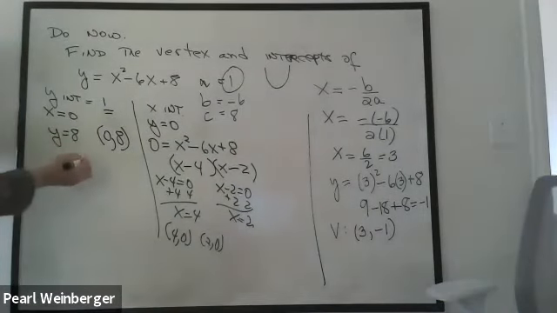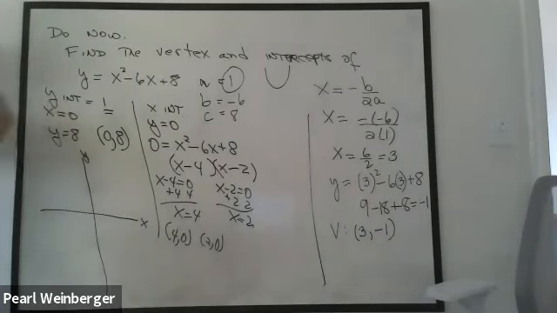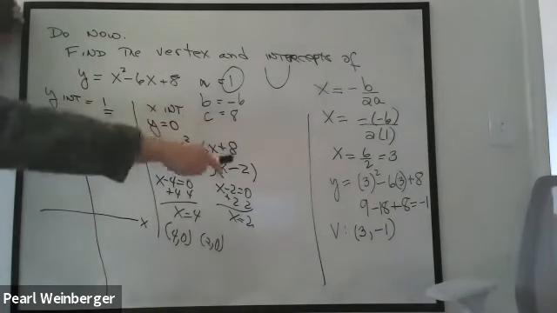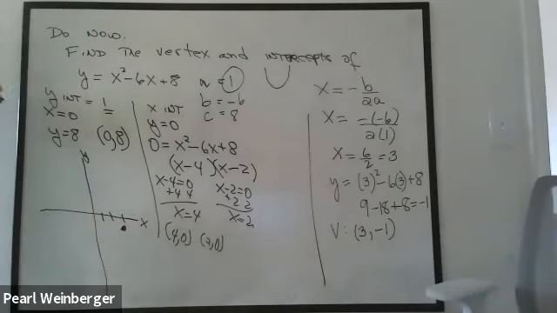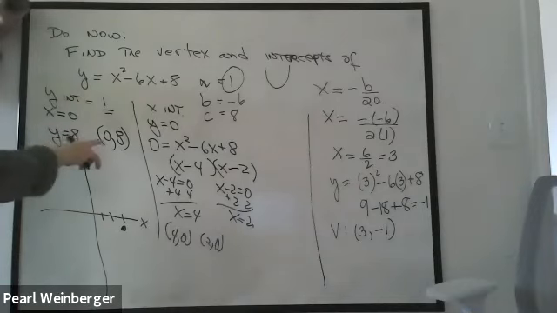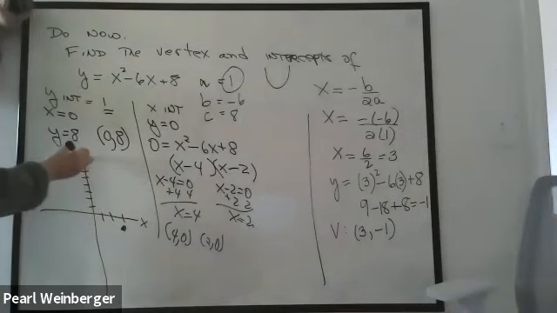I'm going to do it right over here because that's where I have some space left. Whenever I want to draw the parabola, the first thing I go to is my vertex. My vertex is 1, 2, 3, down 1. We also mentioned that it's going to be an opening up parabola, but let's just put in these other numbers. The y-intercept is 8, so here's 1, 2, 3, 4, 5, 6, 7, 8.